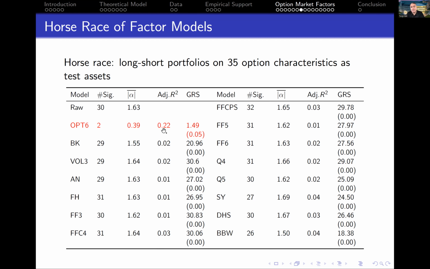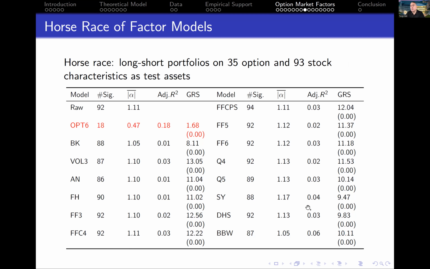And then we also calculate the average absolute alpha. As you can see, it is much smaller for our factor model. And then we look at adjusted R-squared from these factor spanning regressions. The average adjusted R-squared is about 22% for those 35 test assets. If you look at other factor models, it's around 3-4, right? So we replicate the same thing for 128 test assets, all right? 35 option, 93 stock. Adjusted R-squared is 18% here, and for the other factor models it is very small. And also the number of test assets not explained by these factor models versus us, all right?